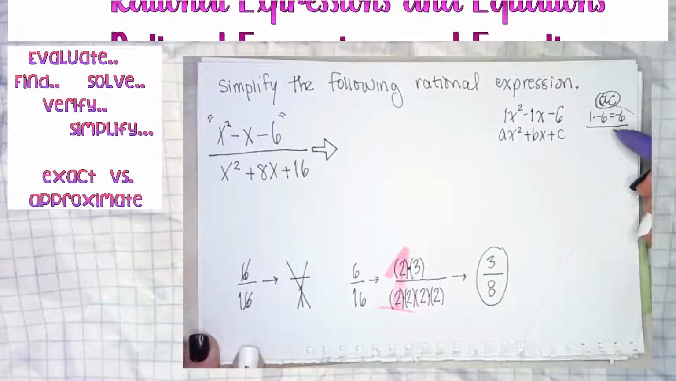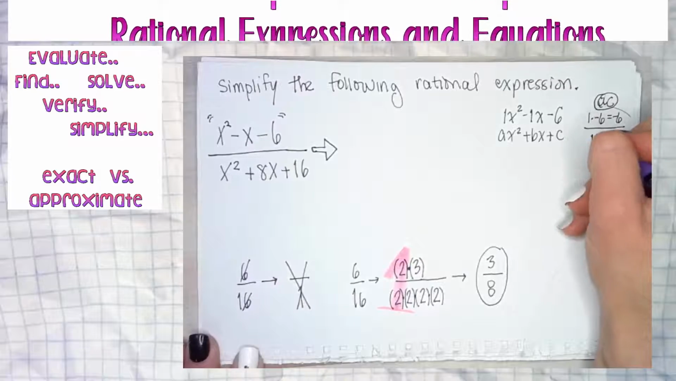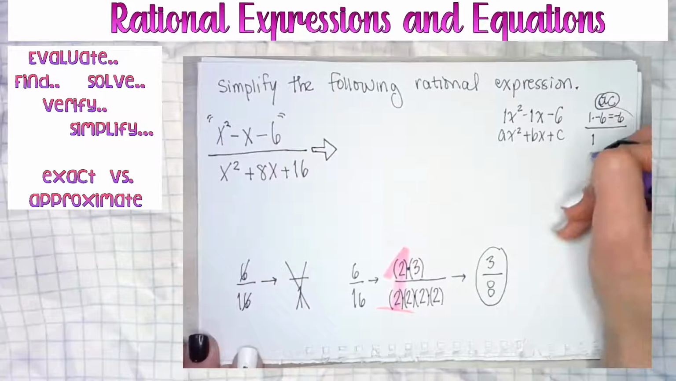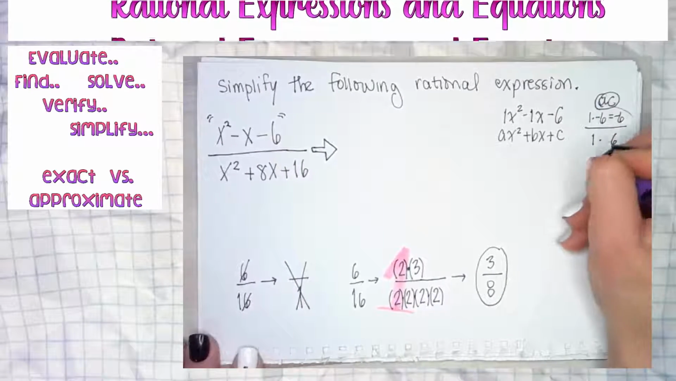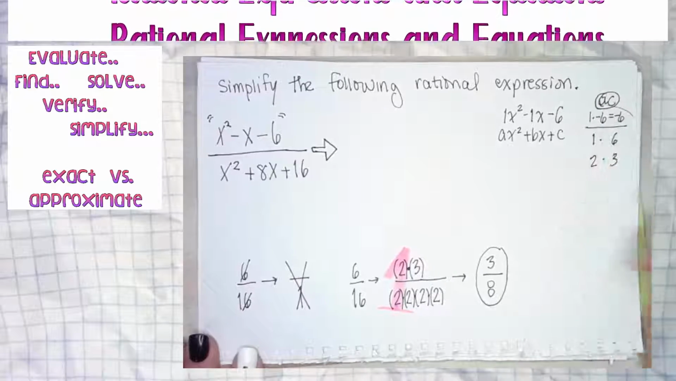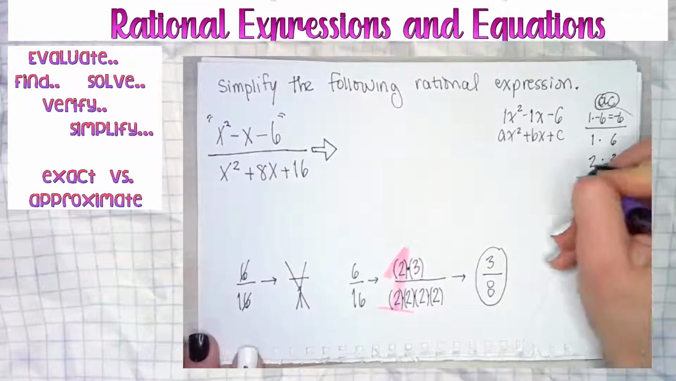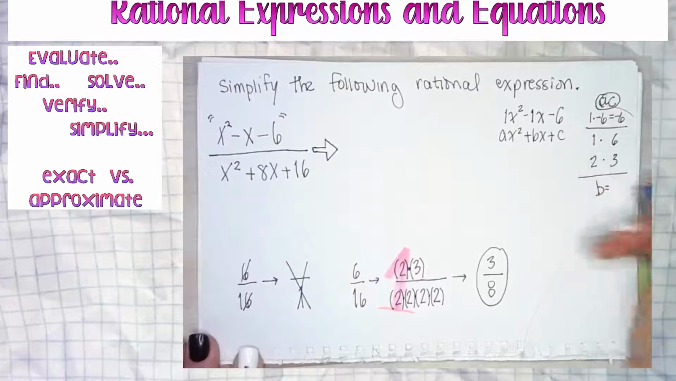Now we make our list of factors, okay? Pairs of numbers that multiply to give me -6. Start with 1, work your way down. 1 times what? 6. 2 times what? 3. Well, 3 is next, it's already here, bottom of the list. B for bottom, B for but.